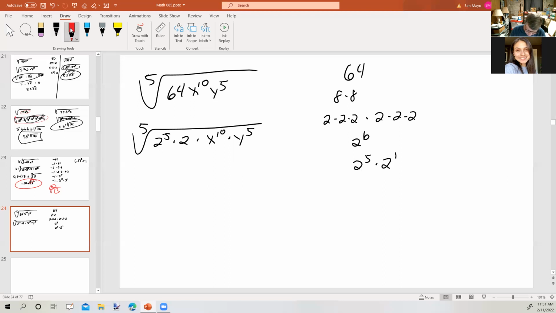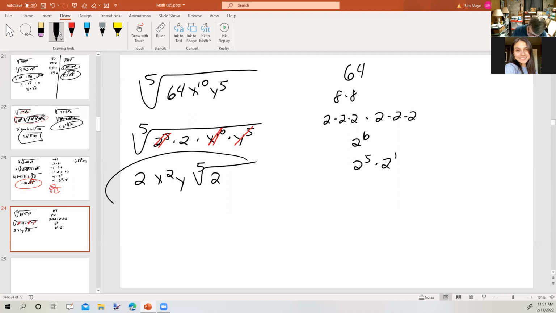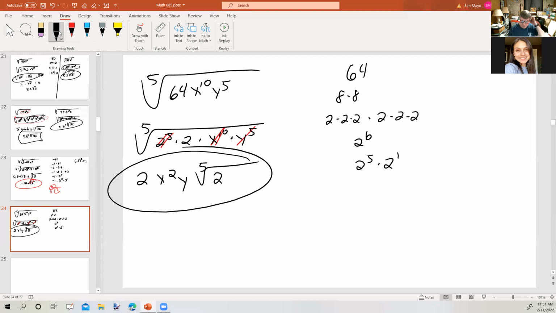All right. 2 to the 5th, take the 5th root of it, you get a 2 outside. X to the 10th, take the 5th root of it, you get x squared outside. Y to the 5th, take the 5th root of it, you get a y outside. And what's left inside? You've got the 5th root of 2. See how it's working? Match the index or a multiple of the index, kick it out, and then whatever's left over stays inside. Okay.